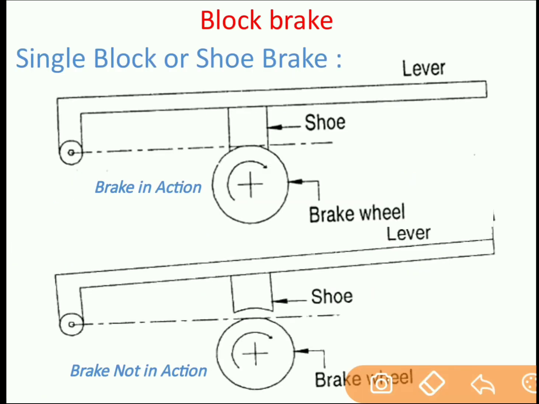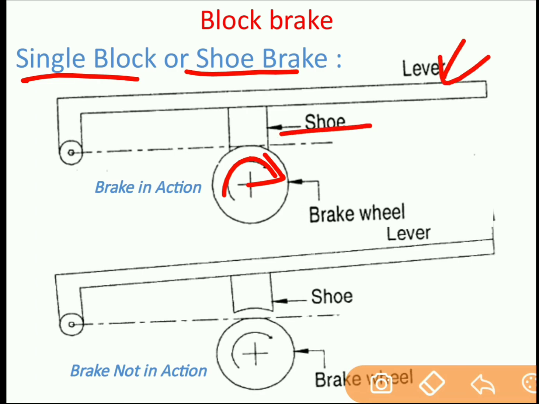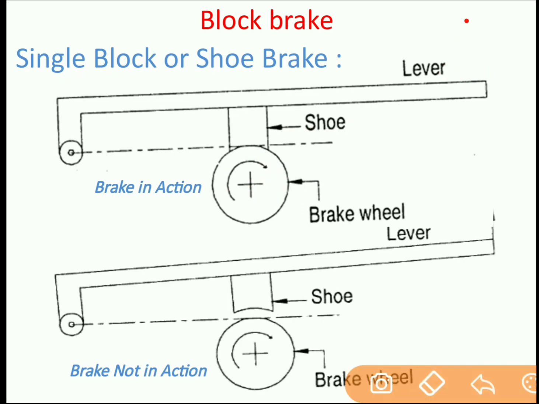First is the block brake. In the block brake, there is a single block or shoe brake. You can see a brake wheel over here. This brake wheel is rotating with some angular velocity omega. The shoe brake consists of a lever and a block over here. This block is nothing but a shoe. When the lever is pressed, when the effort is applied on the lever, then this shoe will come in contact with the brake and the brake is in action.